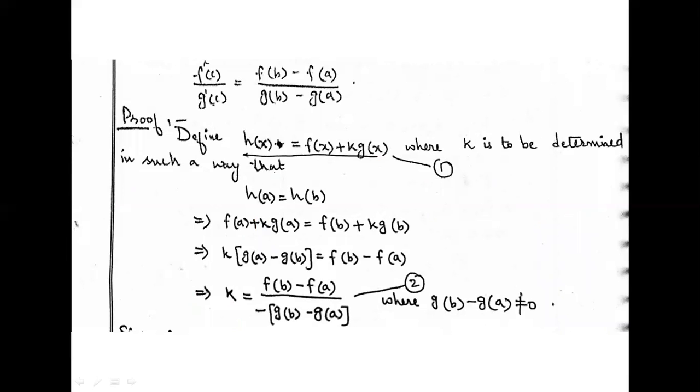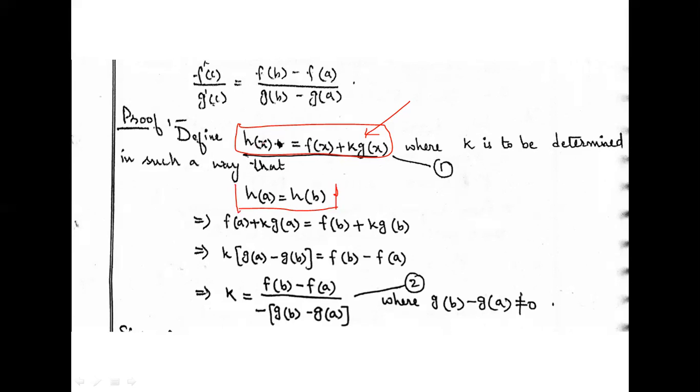Now for the proof, you have to remember the formula. It will be very easy and helpful. Just like we learned in Lagrange's theorem, in this theorem you have to remember this equation. What is the proof? Define h of x is equal to f of x plus k g of x. This is your equation number 1, where k is to be determined in such a way that h of a is equal to h of b. It is also following the same as Lagrange's mean value theorem.